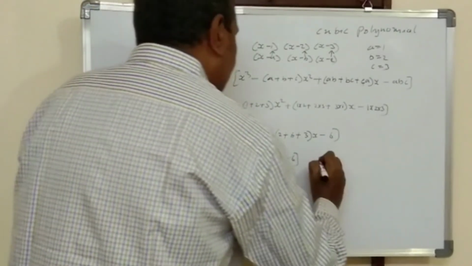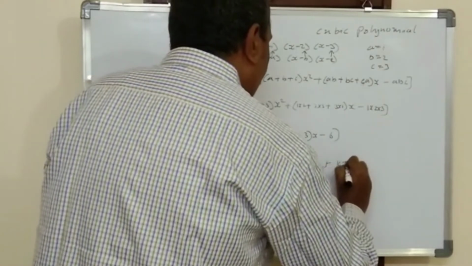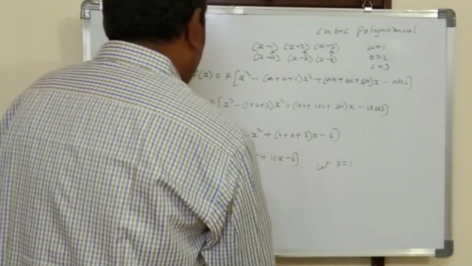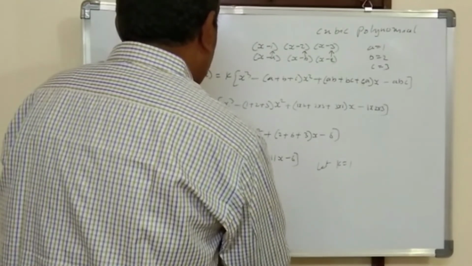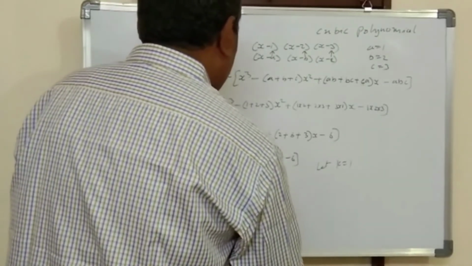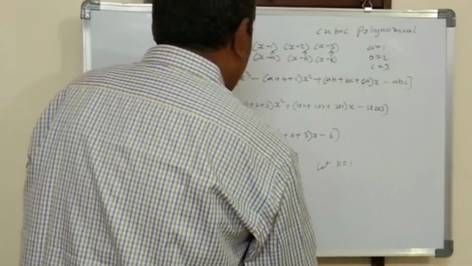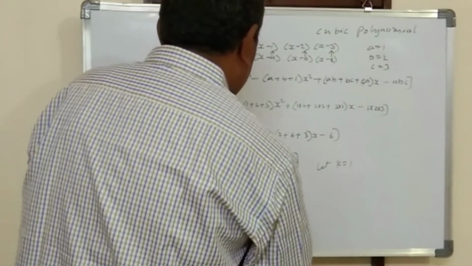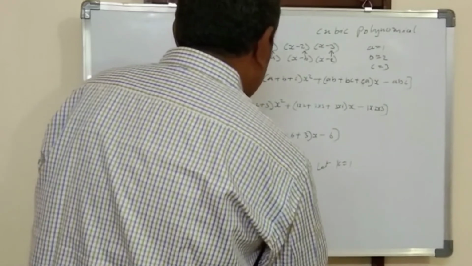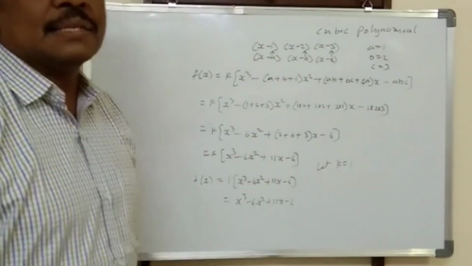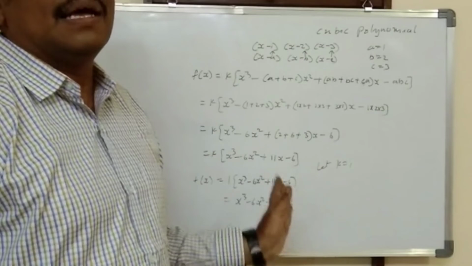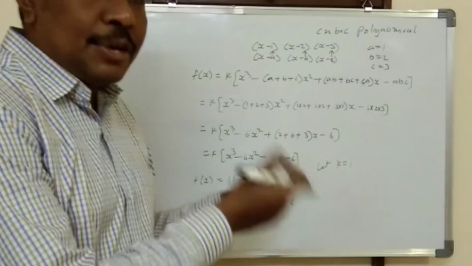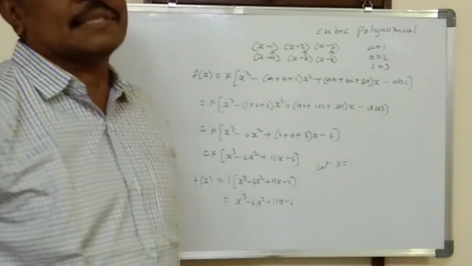Let k be equal to 1. So f(x) is equal to 1 into (x cube minus 6x square plus 11x minus 6), which gives x cube minus 6x square plus 11x minus 6. Here is the required cubic polynomial. Like that we can form a quadratic polynomial and a cubic polynomial with the given factors.